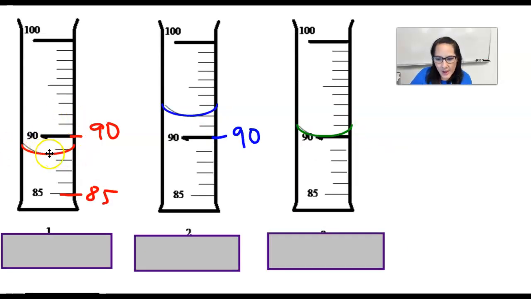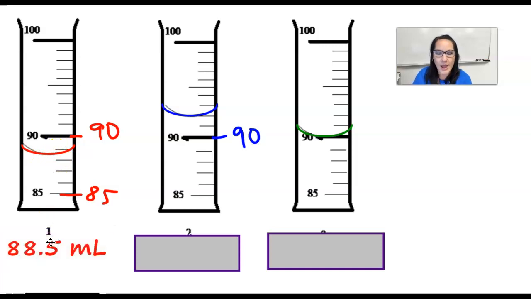So here is the bottom of the dip or the meniscus. So this goes 85, 86, 87, 88, 89, 90. So that means that this right here is going to be 88. And I have to guess now, what is this between 88 and 89? And maybe you guess that it's about halfway in between, so it's 88.5. 3 significant digits.